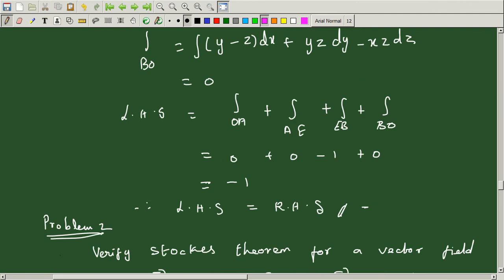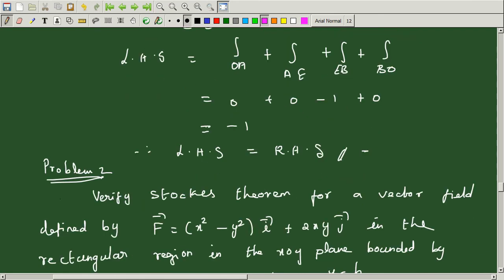Therefore, LHS equals RHS. This means the surface is perfectly matched to the cubic box. That is the main concept of this Stokes theorem. So let's start the second problem.